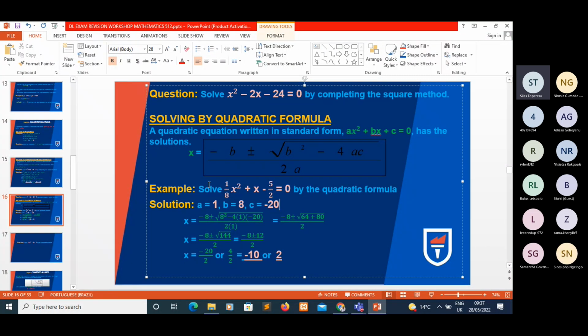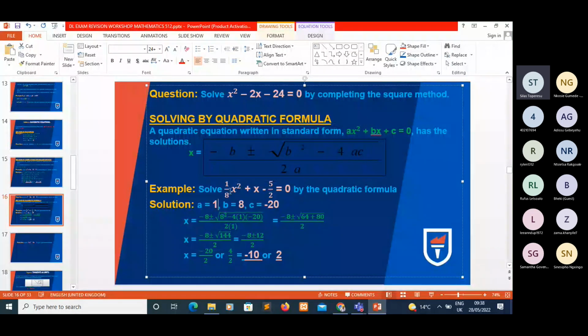So I have an example here. Say my example says, solve this equation by the quadratic formula, which is 1 over 8 x squared plus b plus x. So in this equation, my a is 1 over what?